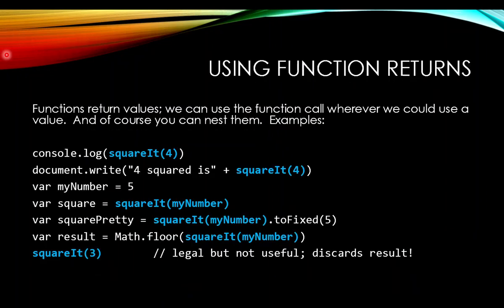So here's an example. I say console.log square it 4. Great. It's going to go off and do this thing. 4 is going to be raised to the second power. It's going to be 16. It's going to console.log 16. Great. That works perfectly well.